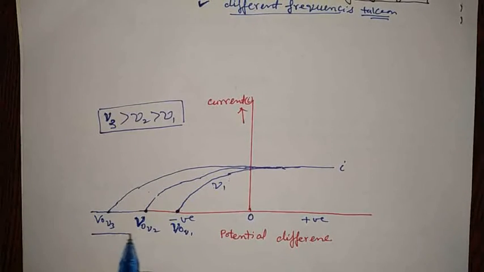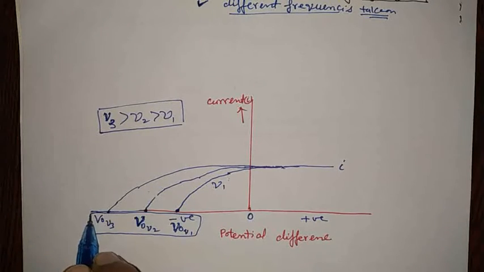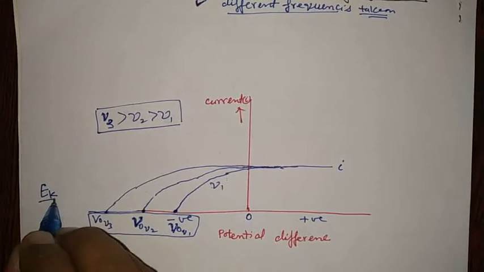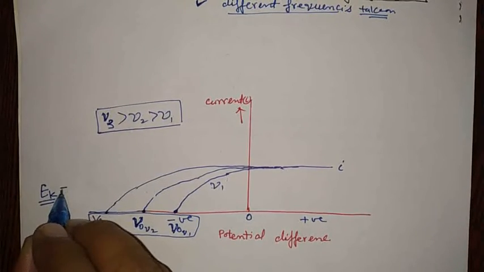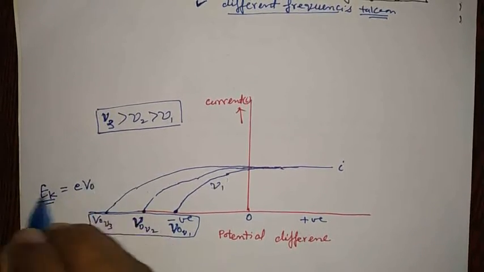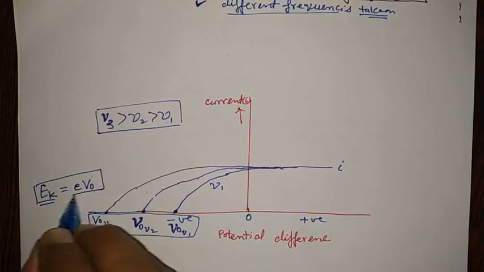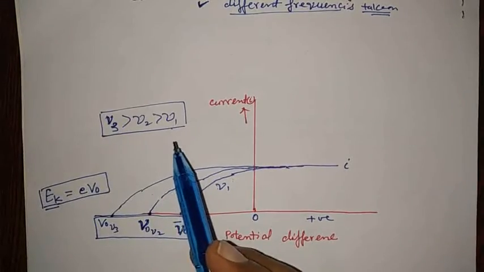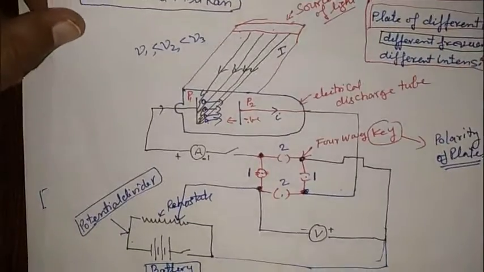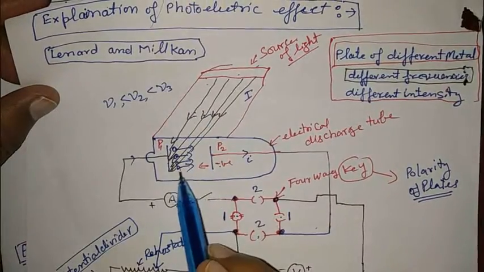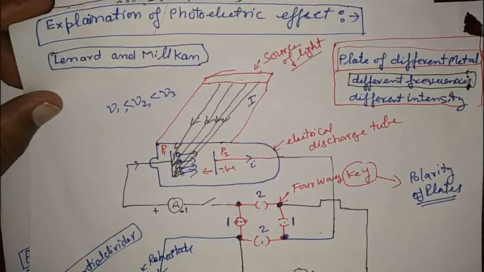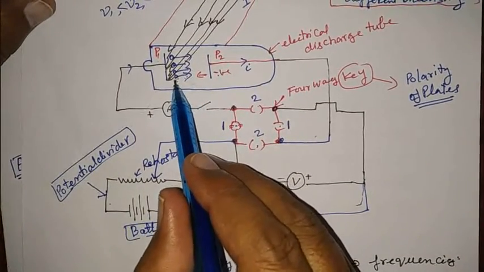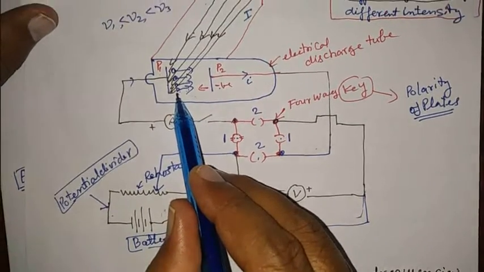Since this stopping potential is directly linked with the kinetic energy of the fastest photoelectron, which is given by the formula eV0, it means that the more the frequency of the incident radiation, as seen here in the diagram, the more the stopping potential, and this is due to more kinetic energy of the photoelectron.